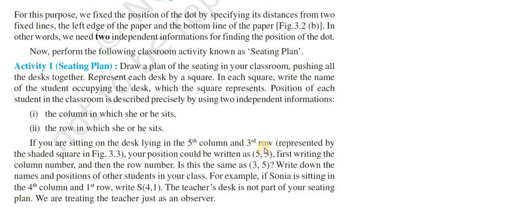So that is 5 comma 3: fifth column and third row. Your position could be written as 5 comma 3. Writing the column number first and the row number second is not the same as 3 comma 5. This is very important. Is 5 comma 3 equal to 3 comma 5? No, definitely not. Why? Because whenever you write 5 comma 3, the first number indicates x and the second number indicates y. Here also, the first number indicates x and the second number indicates y.